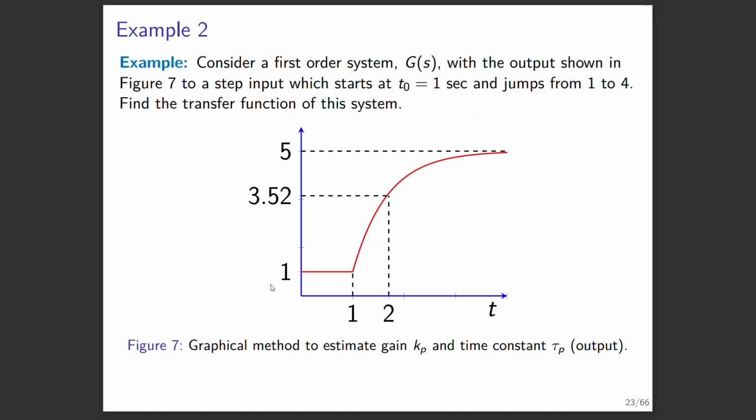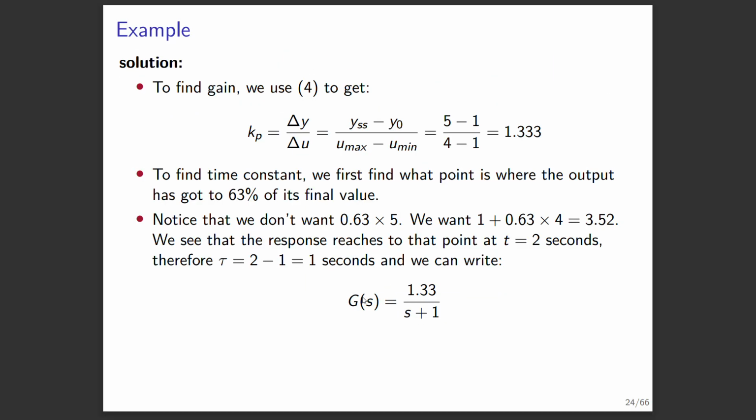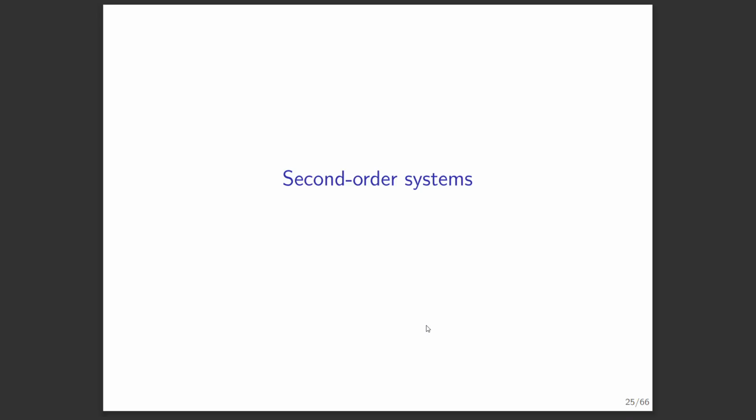So the time that I get there, so here, this is going to be the time constant, which is 1. So the transfer function ends up being 1.33 divided by s plus 1. And that's the end of first order systems.